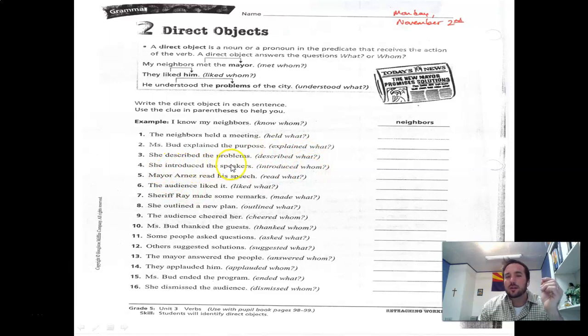She introduced the speakers. Start with the subject, then the verb, then the direct object. Who or what did something? She. What did she do? She introduced. Introduced whom? Speakers. That's a direct object, speakers. Again, you're not going to have this the rest of the week where they give you the actual verb and then the question after it, but this is a really good way to start us off on the right foot, in my opinion. So that's what they're doing here. This is your assignment for today.